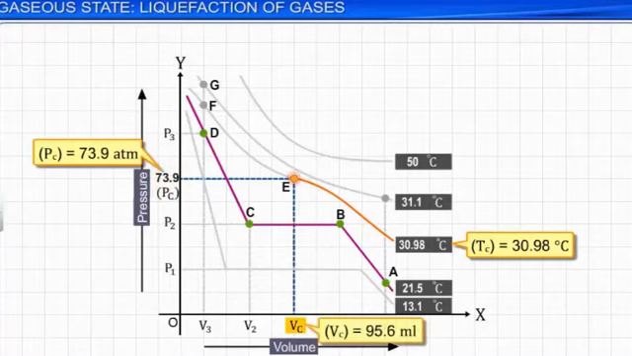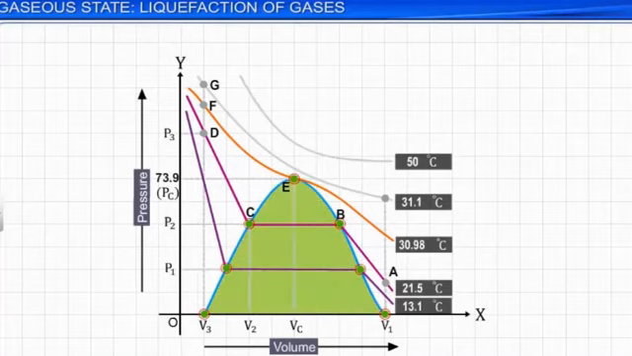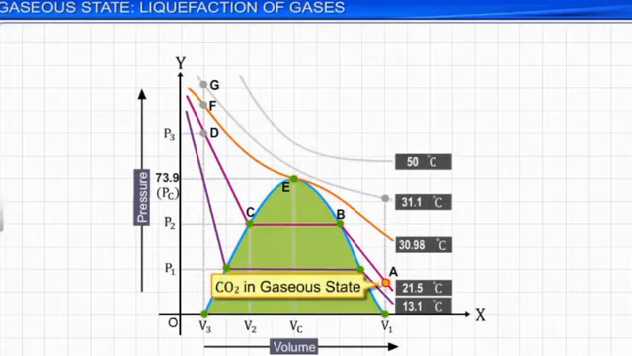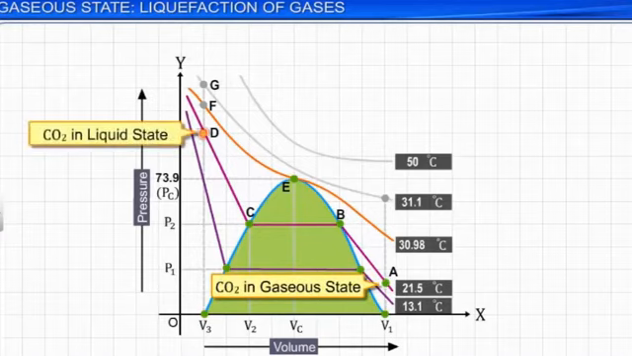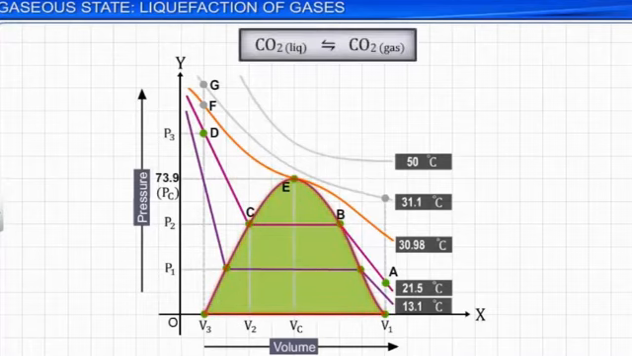As you can see, all the ends of the horizontal portions of the isocurves are joined to form a dome-shaped curve as shown here. Point A represents the gaseous state, whereas point D represents the liquid state. All points within the dome-shaped area represent the existence of liquid and gaseous carbon dioxide in equilibrium. All gases in isothermal compression exhibit the same behavior as shown by carbon dioxide.